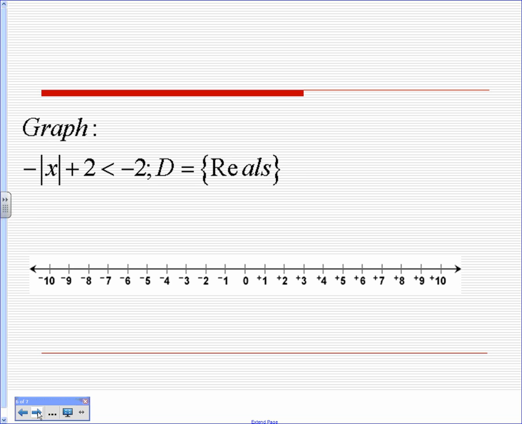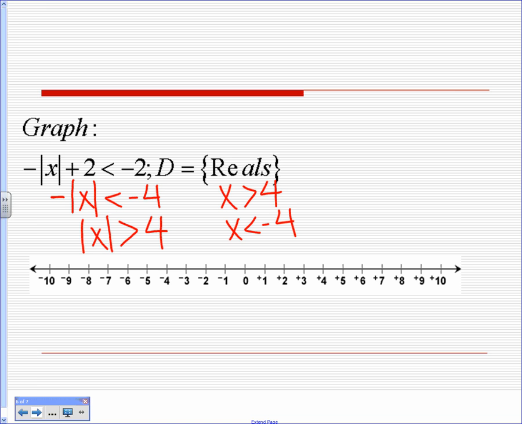What do we have to do first? Okay, so what do we need to do to isolate the absolute value? Okay, so what do I have? Negative absolute value of x is less than negative 4. Now what? Do you agree? Now what? X is greater than 4. X is less than negative 4.